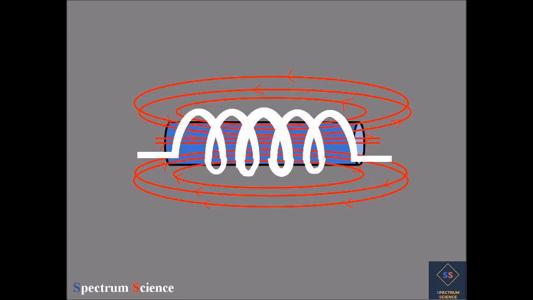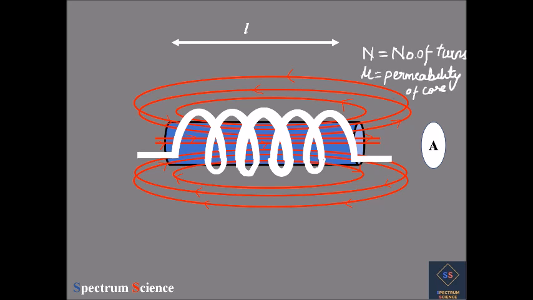Now, when we insert an iron core inside the solenoid, the number of magnetic field lines will increase, as the reluctance offered by the iron core is less because of its high permeability. Now let us calculate the inductance of this solenoid. Let us suppose L is the length of the solenoid, A is the cross-sectional area of the core inside the solenoid, N is the number of turns, and mu is the permeability of the core. So let us calculate the inductance of the solenoid. But before that, let us review some basic equations of magnetism.